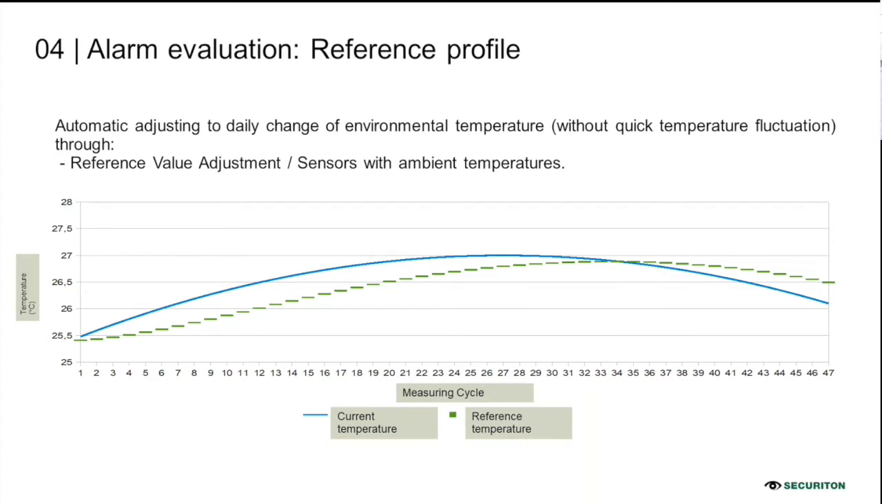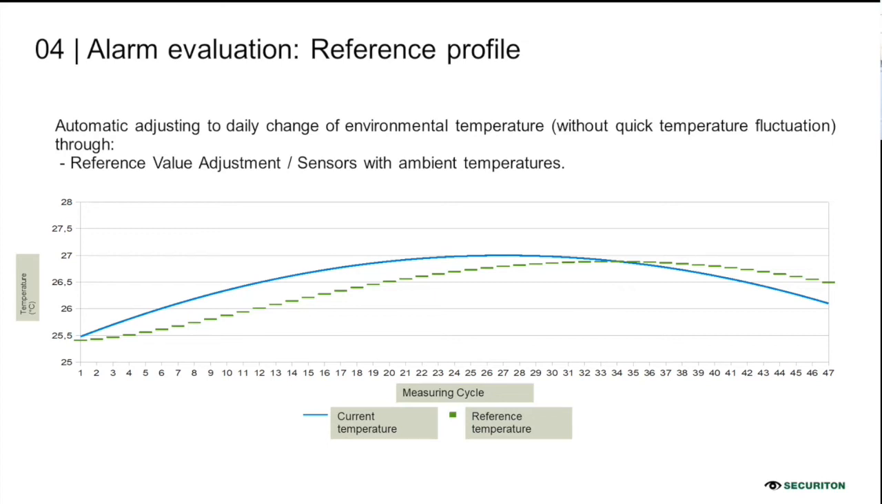This is a nature which we can't stop. So how do we solve this problem? We have an automatic adjustment on a daily basis, or on a constant basis. And this environment fluctuation is captured in two measurements. First is the current temperature, which is what is currently running, and a reference temperature.